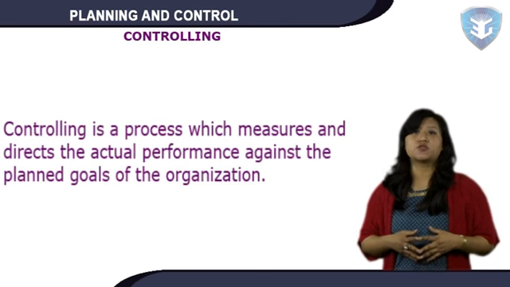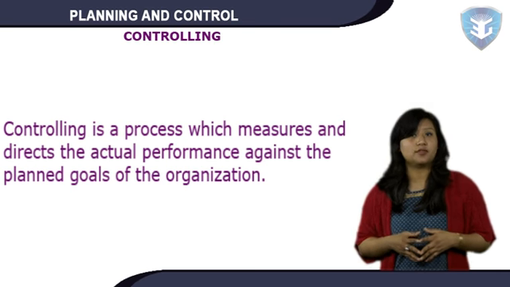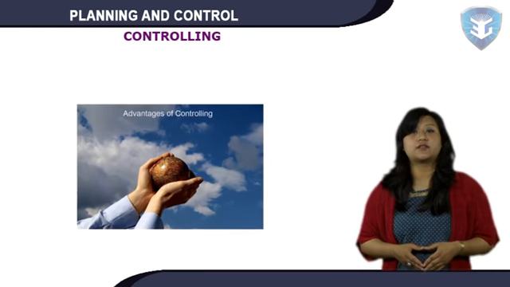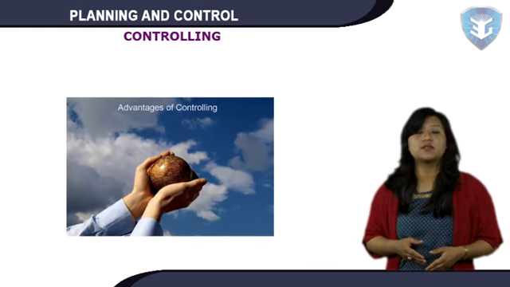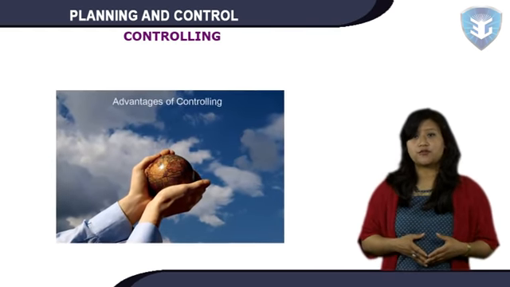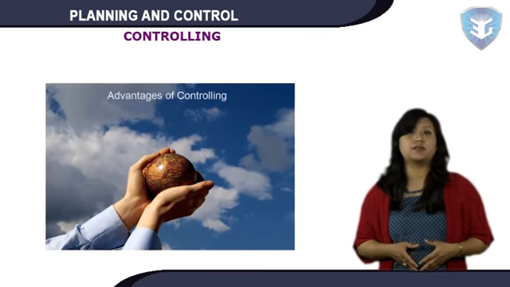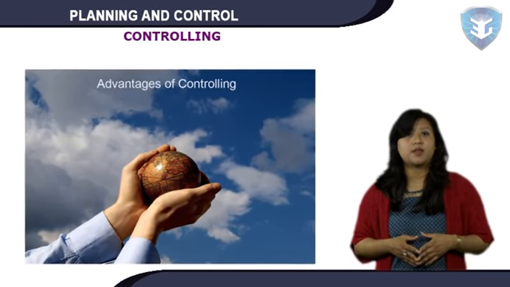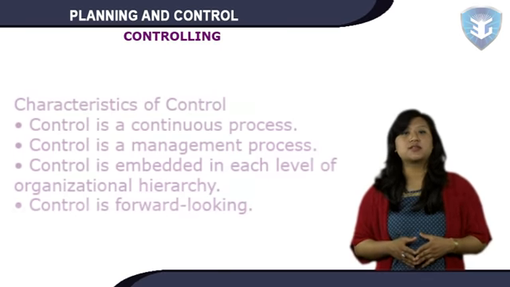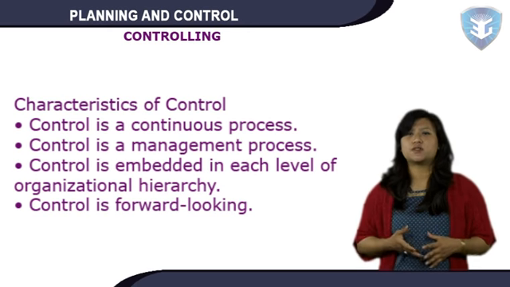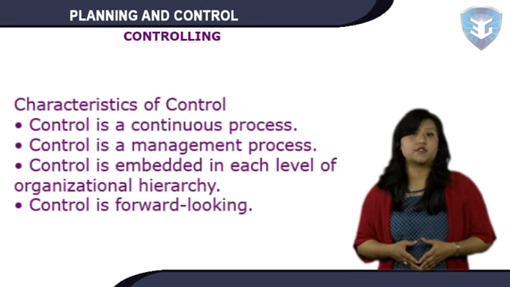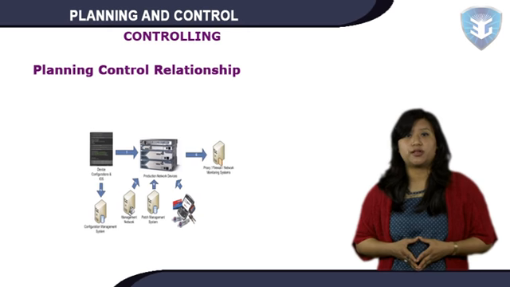Controlling is a process which measures and directs the actual performance against the planned goals of the organization. Thus, goals and objectives are often referred to as the Siamese twins of management, the managerial function of management, and the correction of performance in order to ensure that enterprise objectives and the goals devised to attain them are being accomplished. Characteristics of control. Control is a continuous process. It is a management process. It is embedded in each level of the organizational hierarchy. Control is forward-looking.